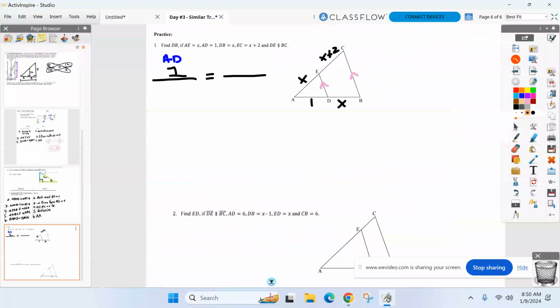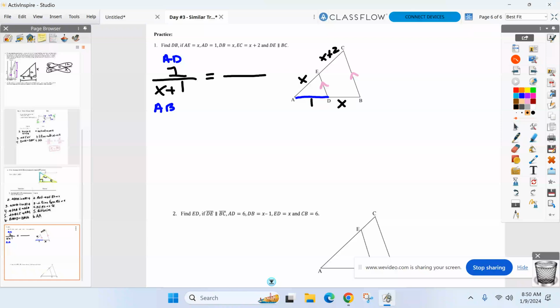AT. Okay, here's AD, Zoli. Here we go. Here's AD. What does it match up with in the big triangle? AB. Now here's going to be the challenge for you. How long is AB? 1 plus x. There we go. 1 plus x. I'm going to write x plus 1, but we can certainly write 1 plus x. Everybody good?